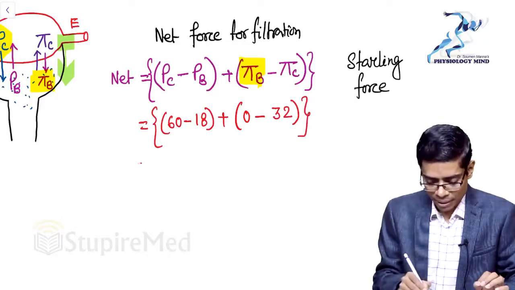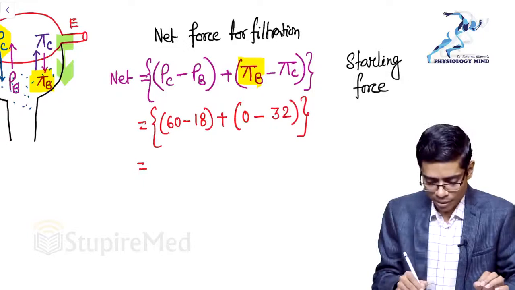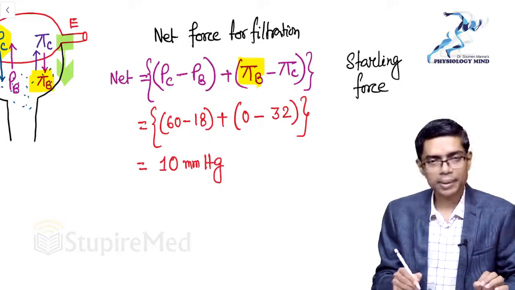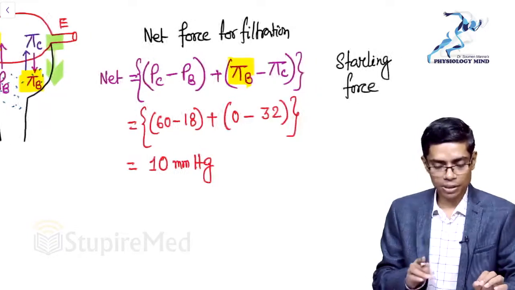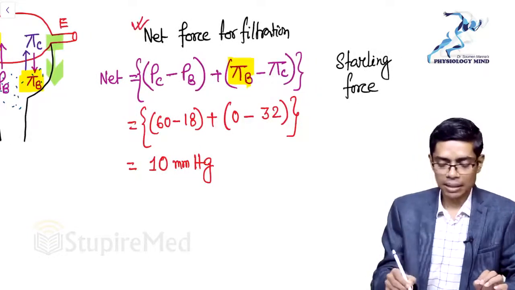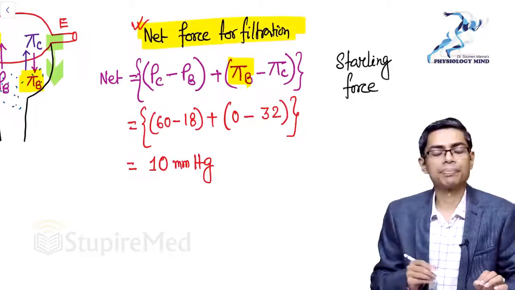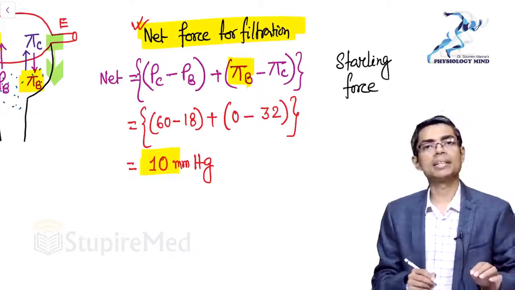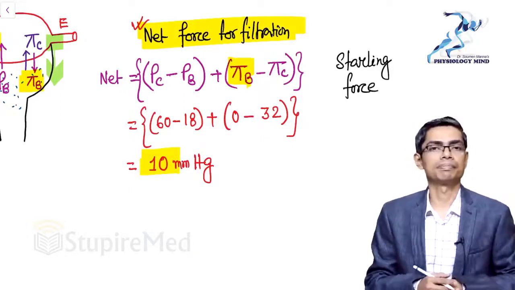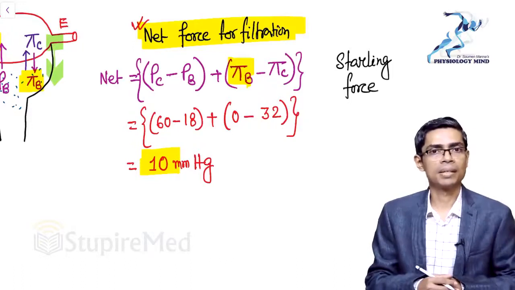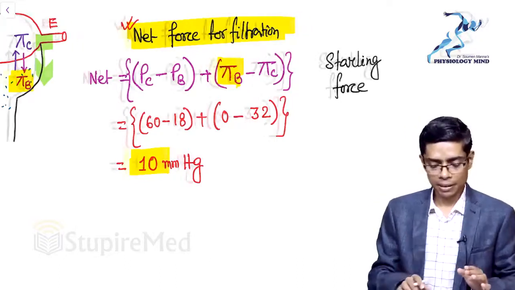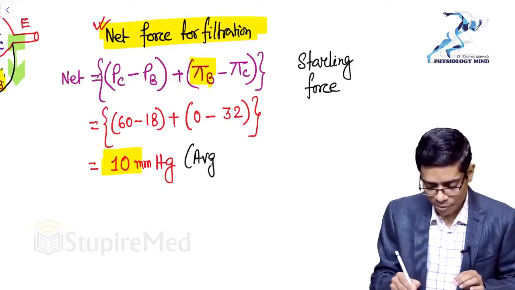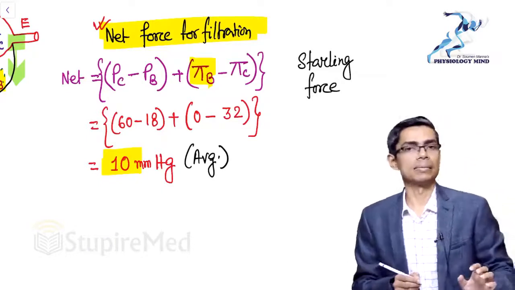So if I take the net value from all this, it will be 10 millimeter of mercury. Am I clear? So the first MCQ that we have answered: the net force for filtration at the level of the glomerular capillary is 10 millimeter of mercury. Now I must say that this 10 millimeter of mercury which I have written here is the average force at the level of the capillary.